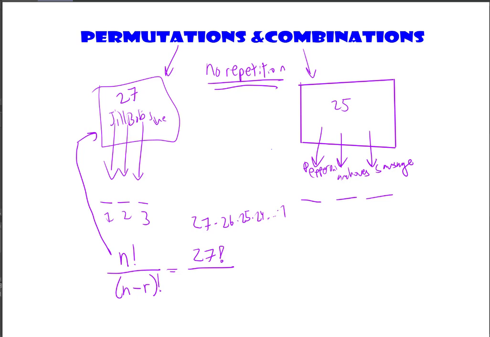And then I would put that over n minus r factorial, which is 27 minus r. Your r value is going to be how many places you choose. So this one would be 27 minus 3, and then I'm going to do factorial. That's the basic equation for this, and we're going to do some examples where you can see it all worked out, but I just wanted to show you the basic equation.